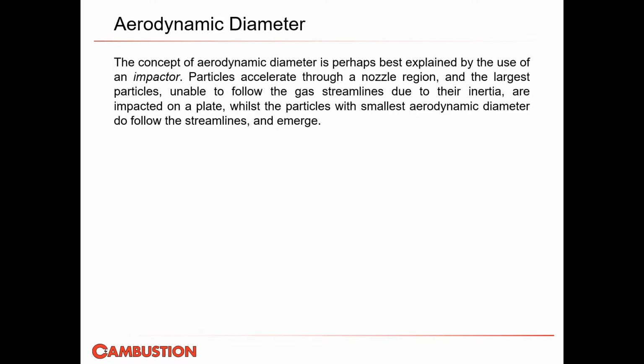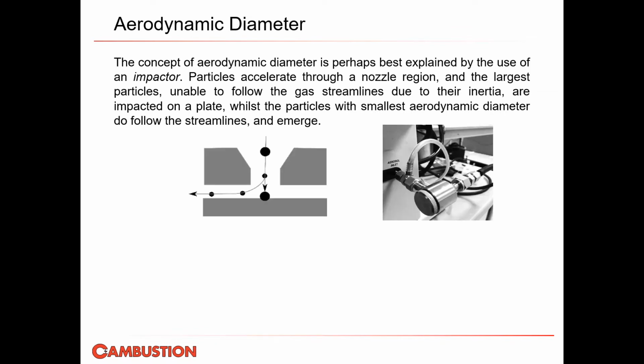As I said at the beginning, the AAC classifies by aerodynamic diameter. Aerodynamic diameter is best explained by the use of an impactor. Particles accelerate through a nozzle region, and the largest particles, unable to follow the gas streamlines due to their inertia, are impacted on a plate, whilst the particles with the smallest aerodynamic diameters follow the streamlines and emerge.